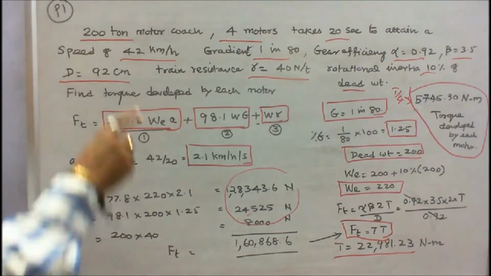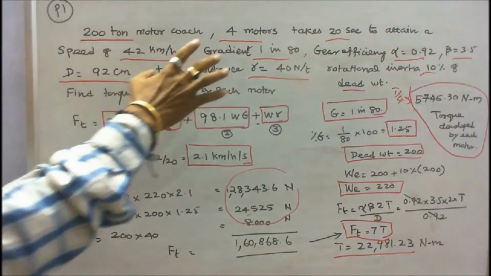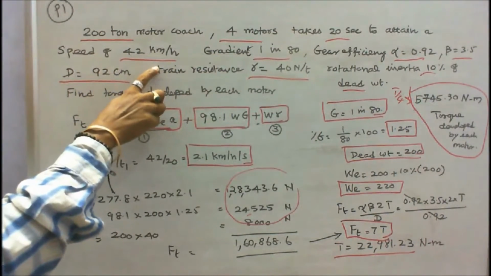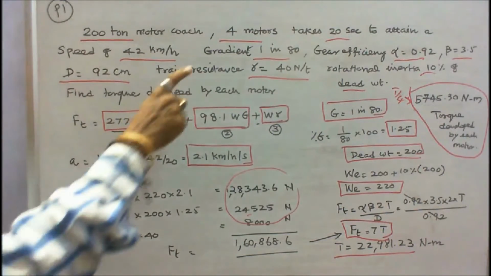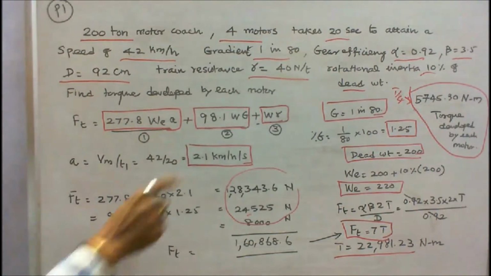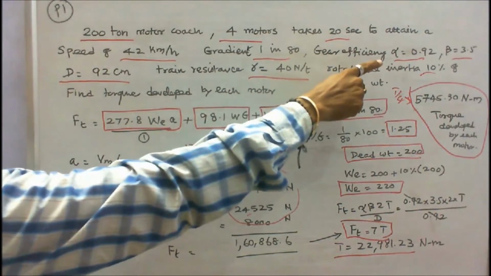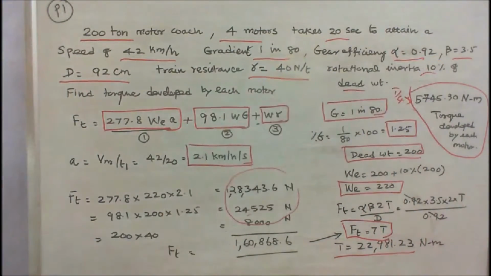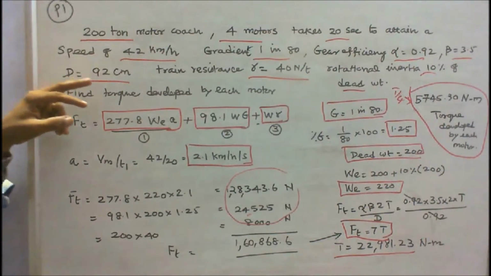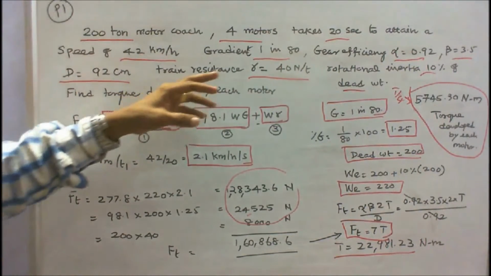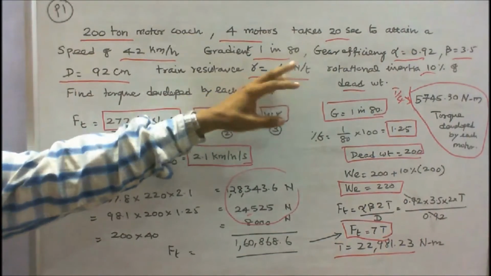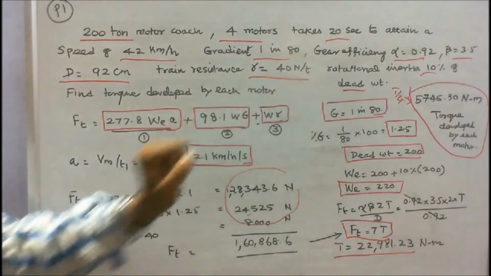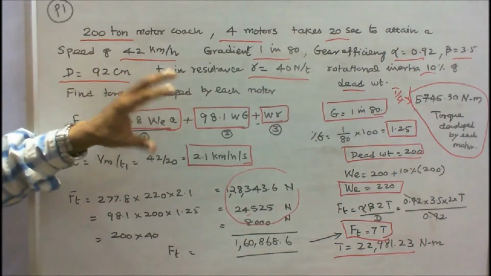In this problem, a 200-ton motor coach driven by 4 motors takes 20 seconds to attain a speed of 42 km per hour. Gradient is given as 1 in 80. Gear efficiency alpha is given as 0.92 and beta is equal to 3.5. The diameter of the wheel is given as 92 cm. Train resistance R is equal to 40 Newton per ton. Rotational inertia is 10% of the dead weight. Find the torque developed by each motor.